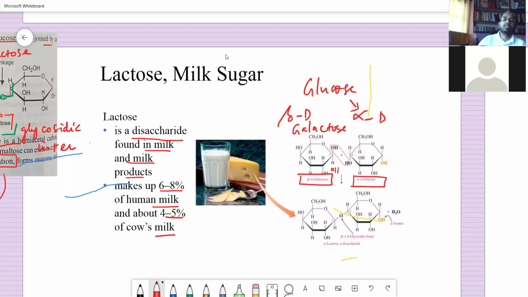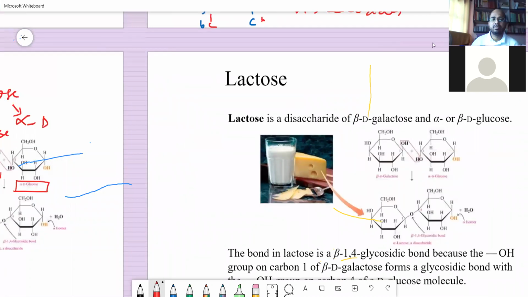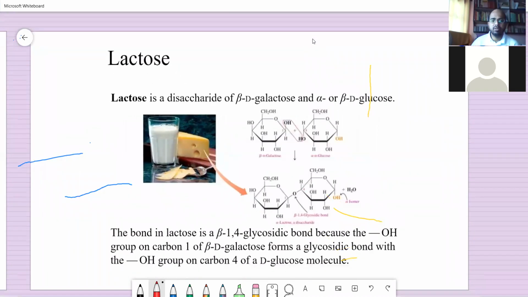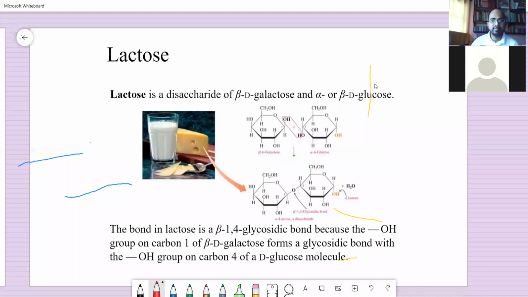In that previous case, both of them were glucose, so you get maltose. Okay. Now in this case, you have galactose that reacts with this and that gives you lactose. So lactose is a disaccharide of beta D galactose and beta D glucose. And the bond of lactose is a 1,4 glycosidic bond, because the OH of carbon 1 is forming a glycosidic bond with the OH of carbon 4.